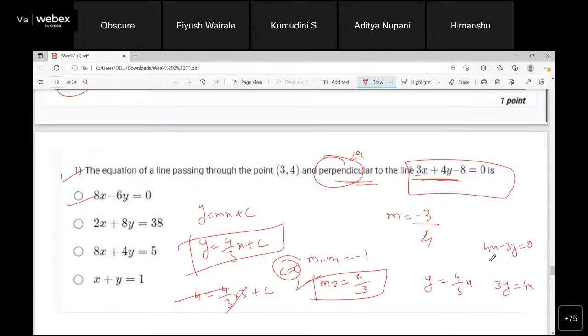Sir, I have a doubt. If I multiply it by 2, it is 8x minus 6y, the same thing, right? If I divide by 2, we will get the same thing. Yes, what doubt? We found that m2 is 4 by 3 now, sir. Using that, can't we find the slope of the equation and then equate and get the equation, sir?